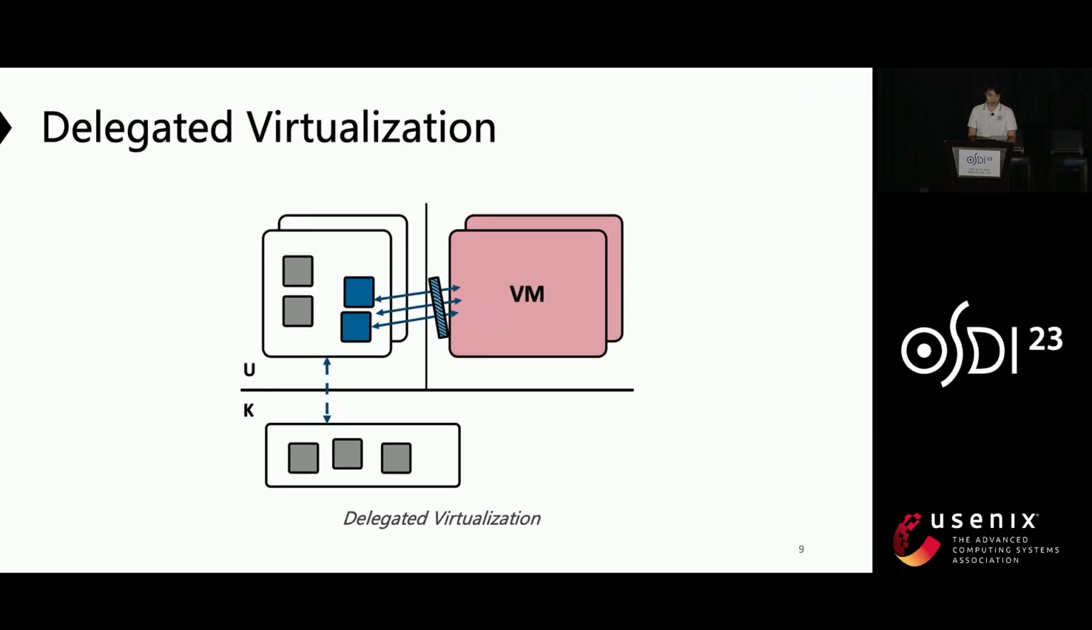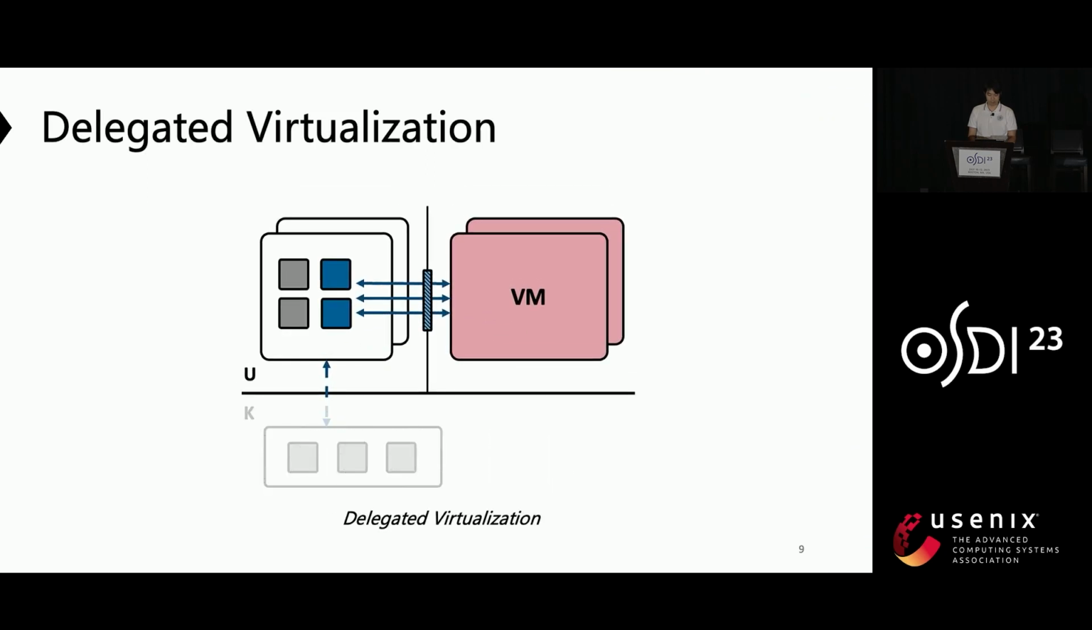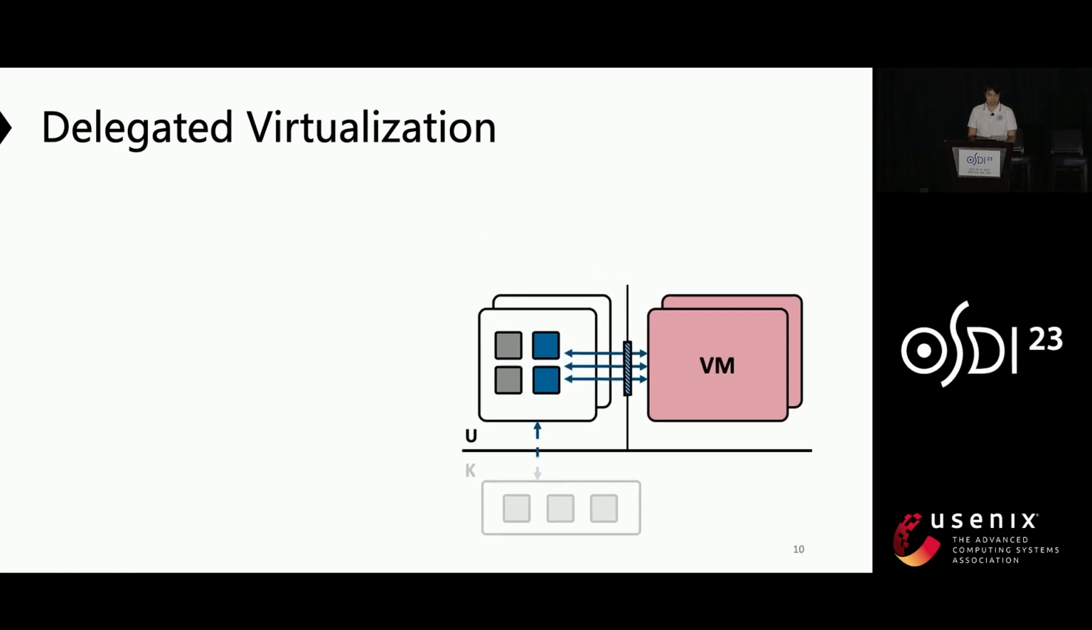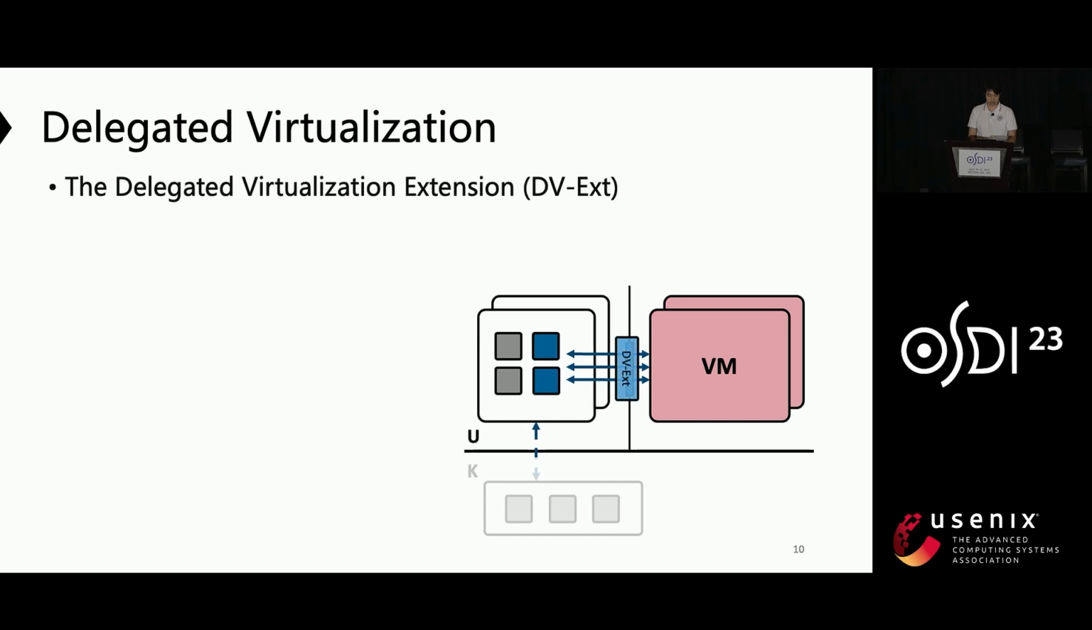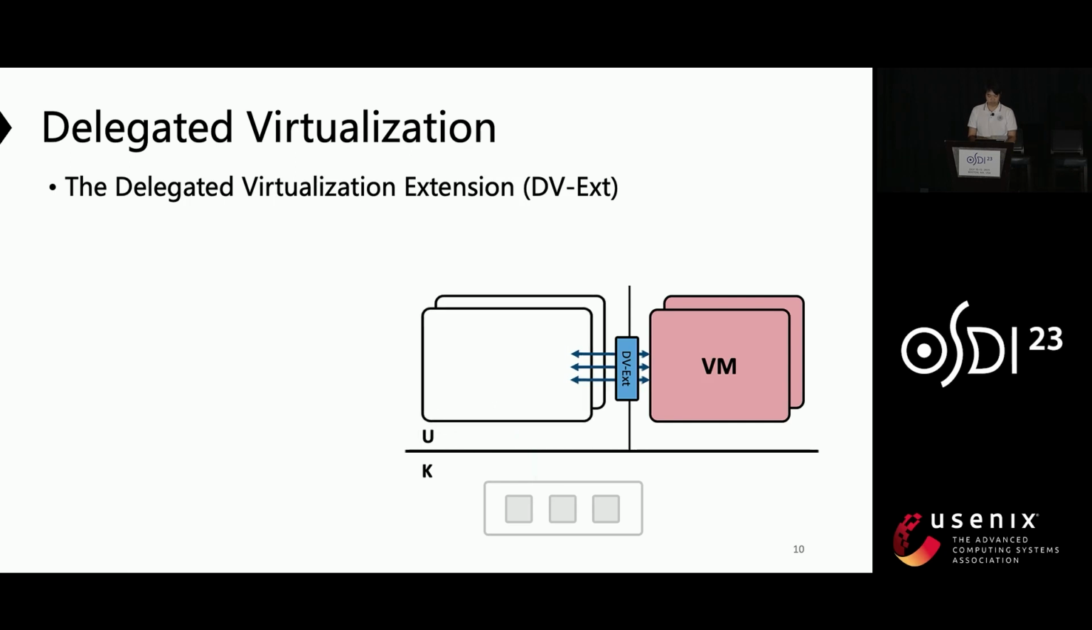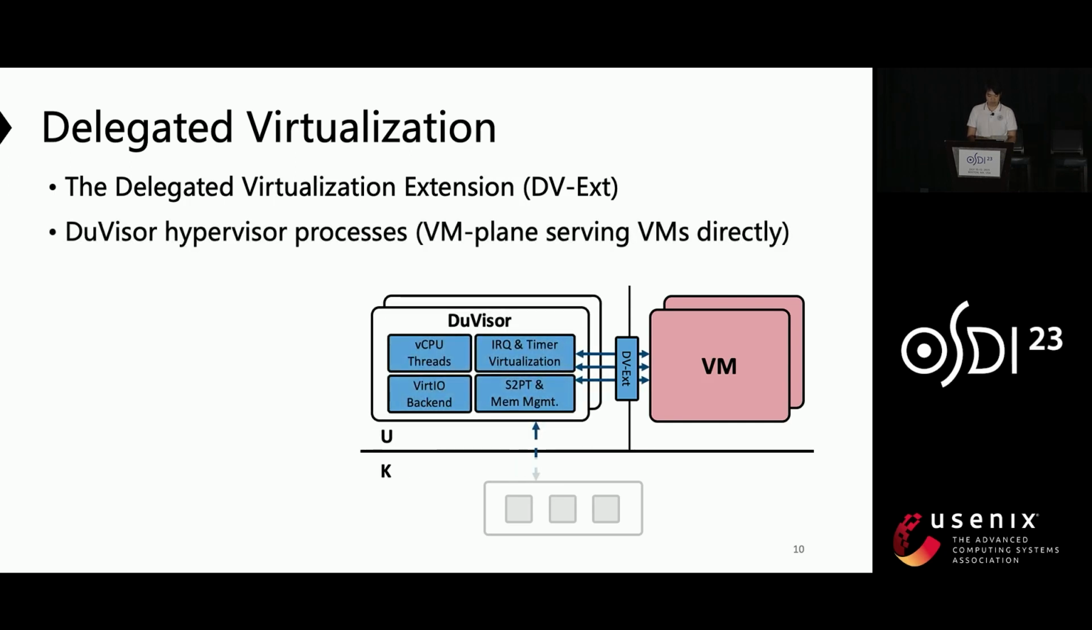So here is our solution. We propose delegated virtualization to safeguard the security and the reliability of virtualization systems. Its architecture has 3 components: the delegated virtualization extension, or DV extension for short, the DV hypervisor serving each VM directly in user mode as the VM plane. And we also have a tiny DV driver in the kernel as the hypervisor plane without vulnerabilities.